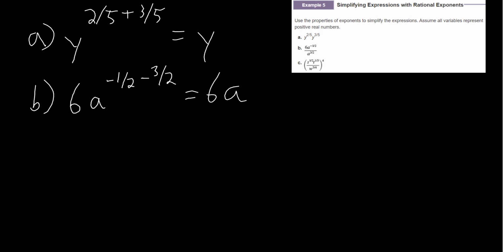To the negative 2 power. And then we know we can take that negative 2 power and put it in the denominator, so we end up with 6 over a squared.